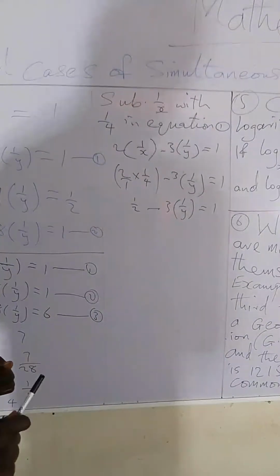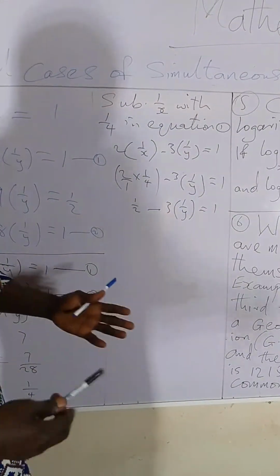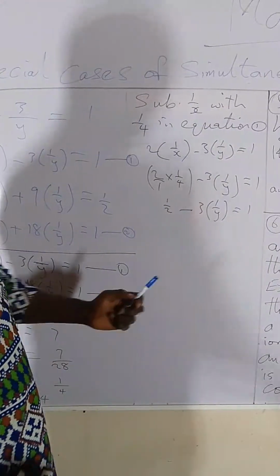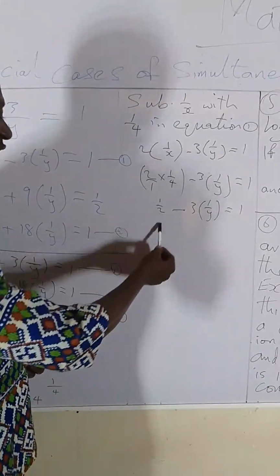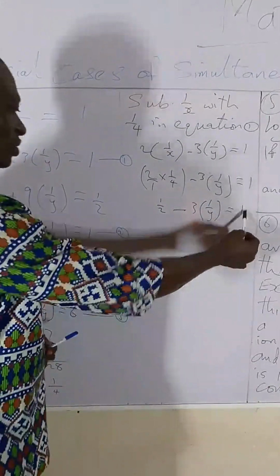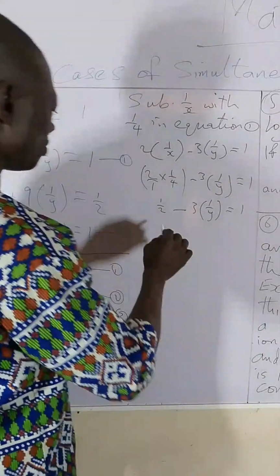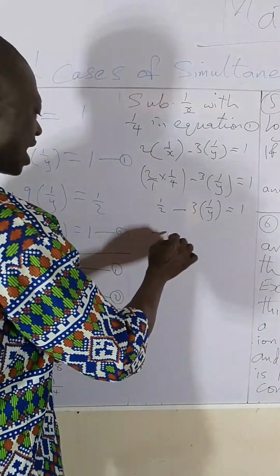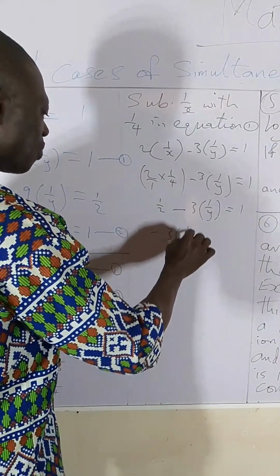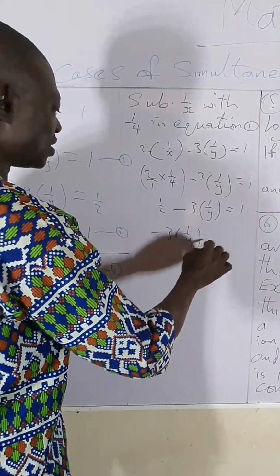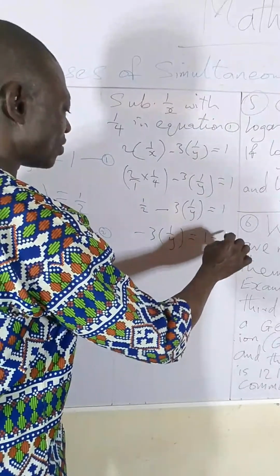When we have it this way, what do we do? We try to collect like terms. The half here does not have any letter, and 1 does not have any letter. So let us make it go there. And so we're going to take it to be minus 3 into 1 over y is equal to 1 minus half.